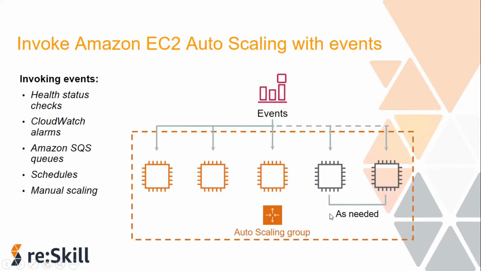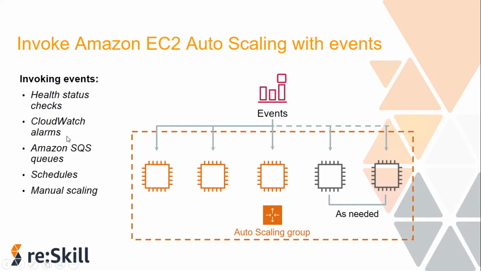Now, how do we invoke the EC2 scaling with different events? Let's have a look at that. We can invoke it with the health status checks. We can configure our group to maintain a specified number of running instances at all times. If an instance becomes unhealthy, the group terminates the unhealthy instance and launches another instance to replace it. Then there can be CloudWatch alarms. A scaling policy will instruct Auto Scaling to track a specific CloudWatch metric. It defines what action to take when the associated CloudWatch alarm is in the alarm state.